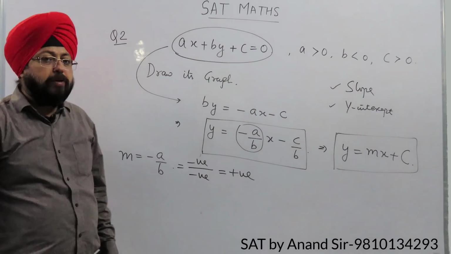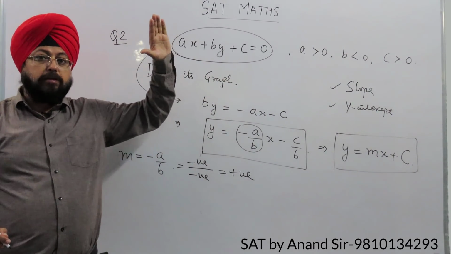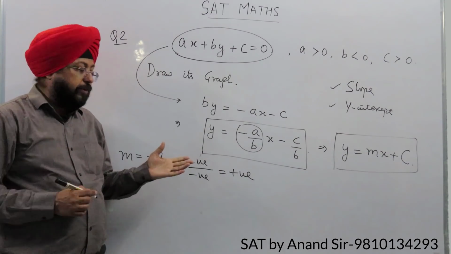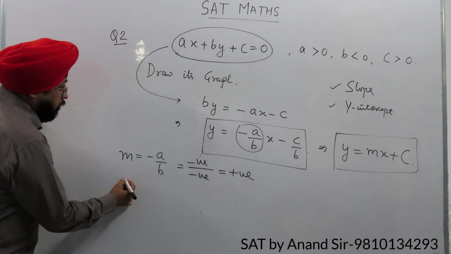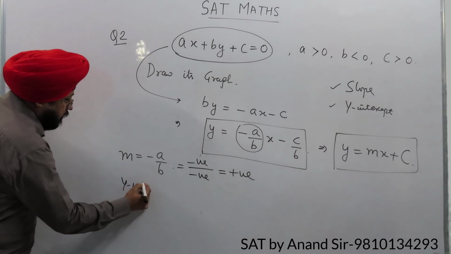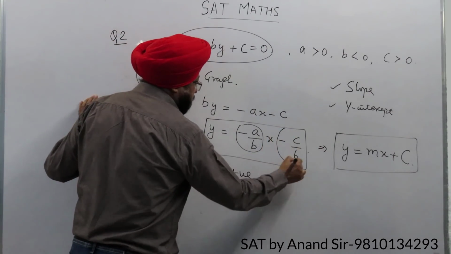It means that the line will be inclined from left to right and it will be rising, as I discussed in the previous lecture. And here the second thing is the y-intercept, which is minus c over b.